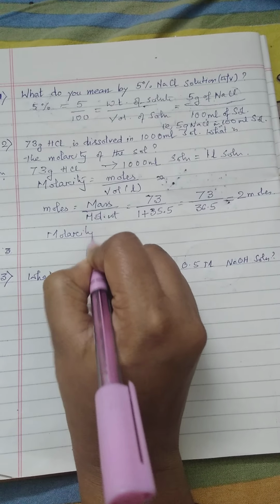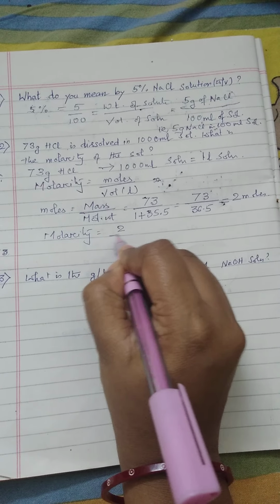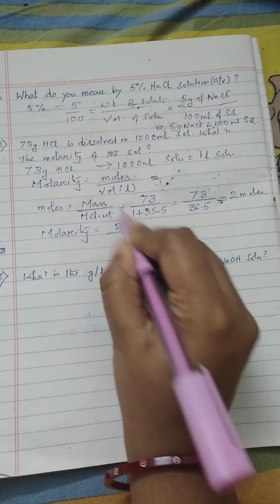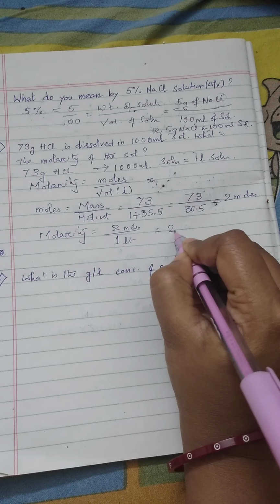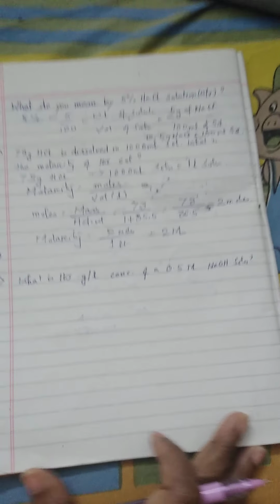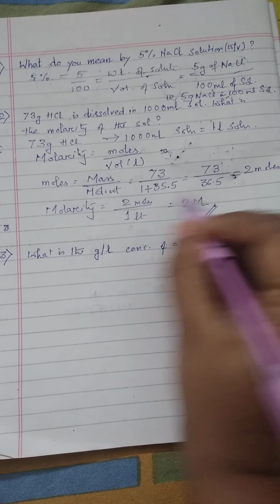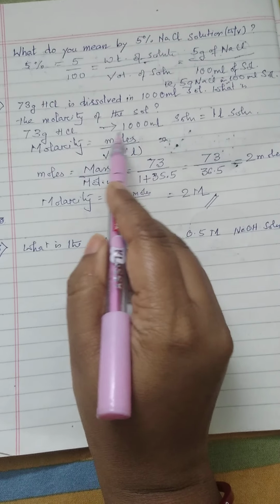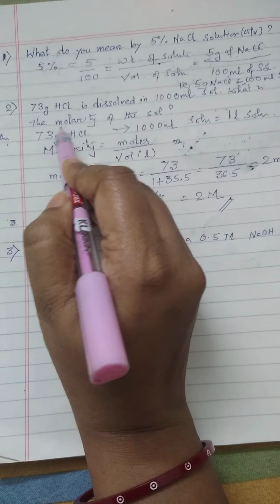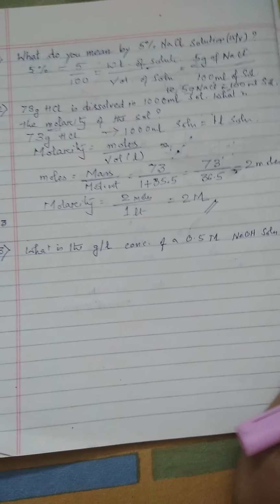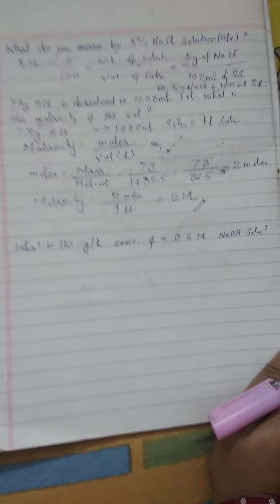My molarity will be equal to moles, that is 2 moles by volume in liters is 1 liter, that is 2 molar solution. Clear? That is 2 molar solution. First I need to find out the number of moles because it is given in grams, and I need to find molarity. So I need to find the number of moles and then go ahead finding the molarity.